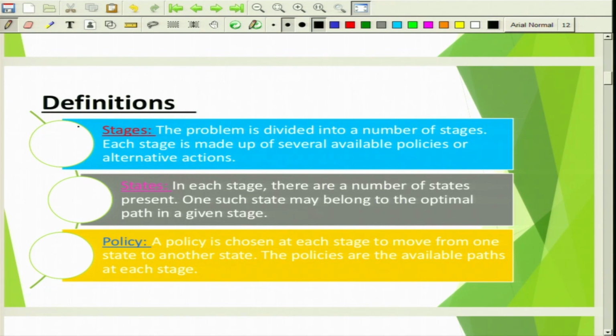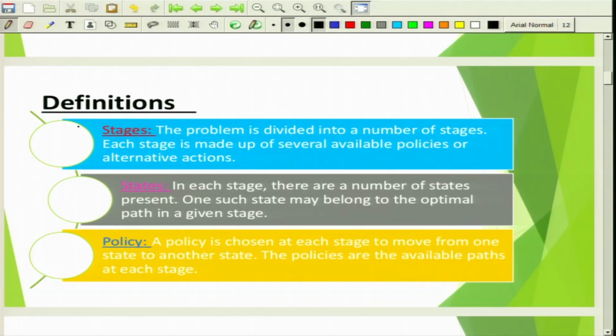Now what is a state? In each stage there are a number of states present. One such state may belong to the optimal path in a given stage. Let us say you need to reach from Delhi to Bombay. In between there could be many stops. So which stop do you take so that you optimally reach Bombay moving forward? At every distance, let us say there are n number of states, and you will choose the most optimal state moving forward to reach the ultimate destination.